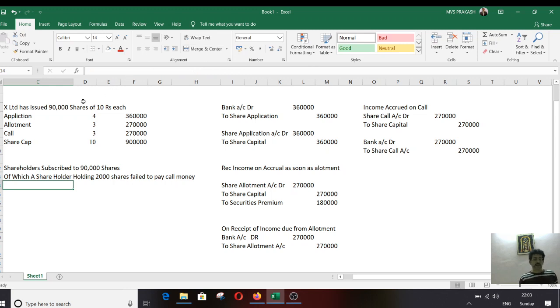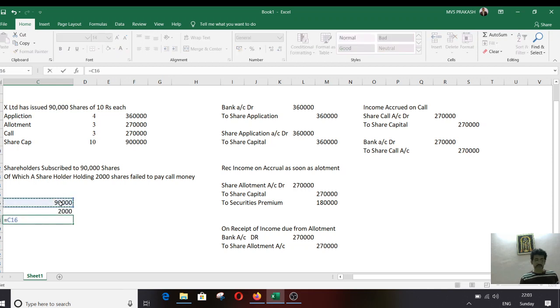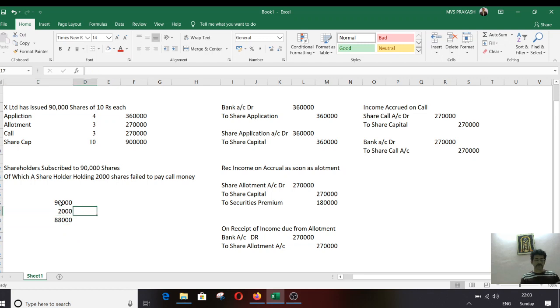That means I need to receive call money on 90,000 shares, but I am not receiving it on all 90,000 shares. 90,000 you are supposed to receive, 2,000 shares you are not receiving. So ultimately the money is received on 88,000 shares. So what is this 2,000 called? Calls in arrears.